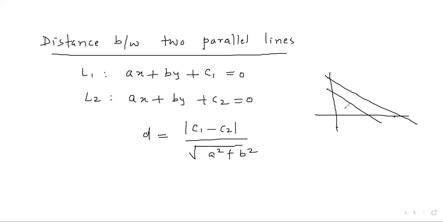But if the lines lie on opposite sides, then the formula will change to d equal to (modulus c1 plus modulus c2) divided by the square root of a square plus b square.